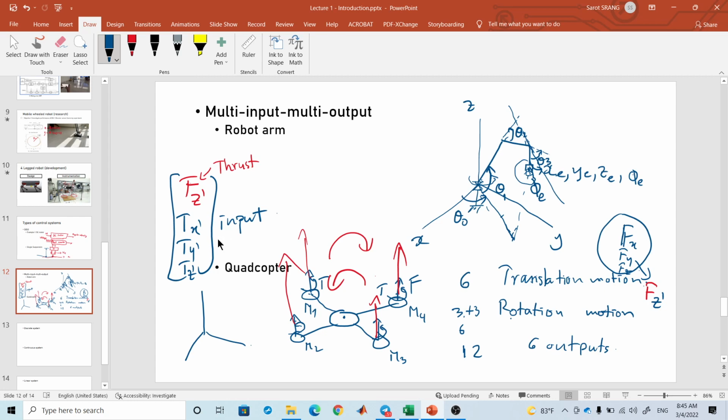So this is the input to the drone system, and the output is the position x, y, z, and the orientation, the rotation, the Euler angles. Okay, Euler angles. 3 plus 3 makes 6. So this is a type of multi-input and multi-output system, and sometimes the number of inputs and outputs are not the same. Then controller design becomes more difficult.